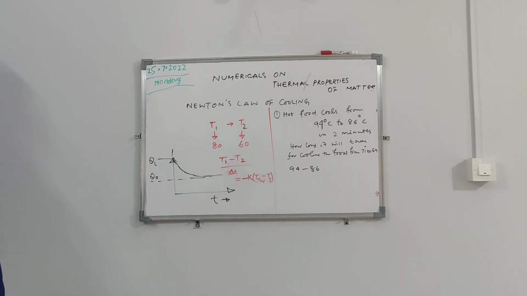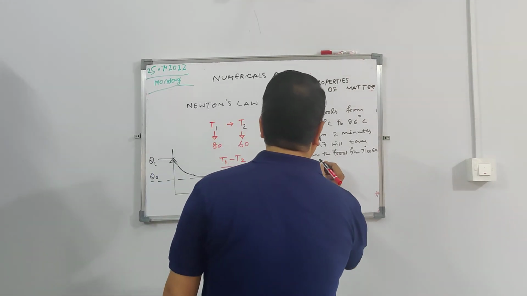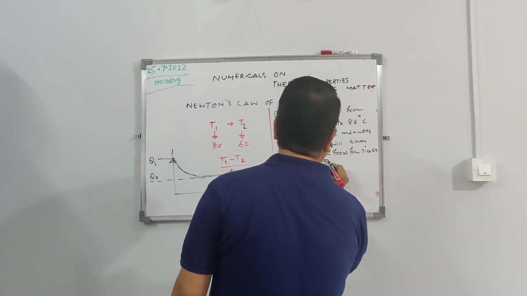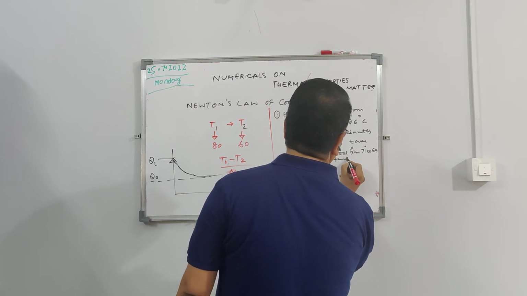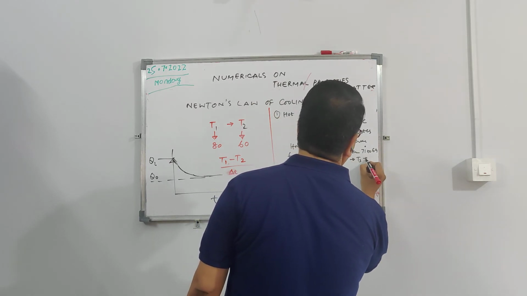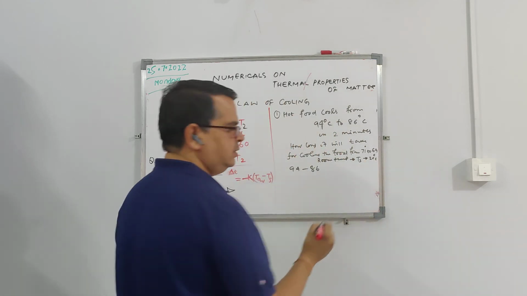The room temperature is 20. Here, room temperature is Ts, the surrounding temperature, which is 20 degrees centigrade. That is also given.